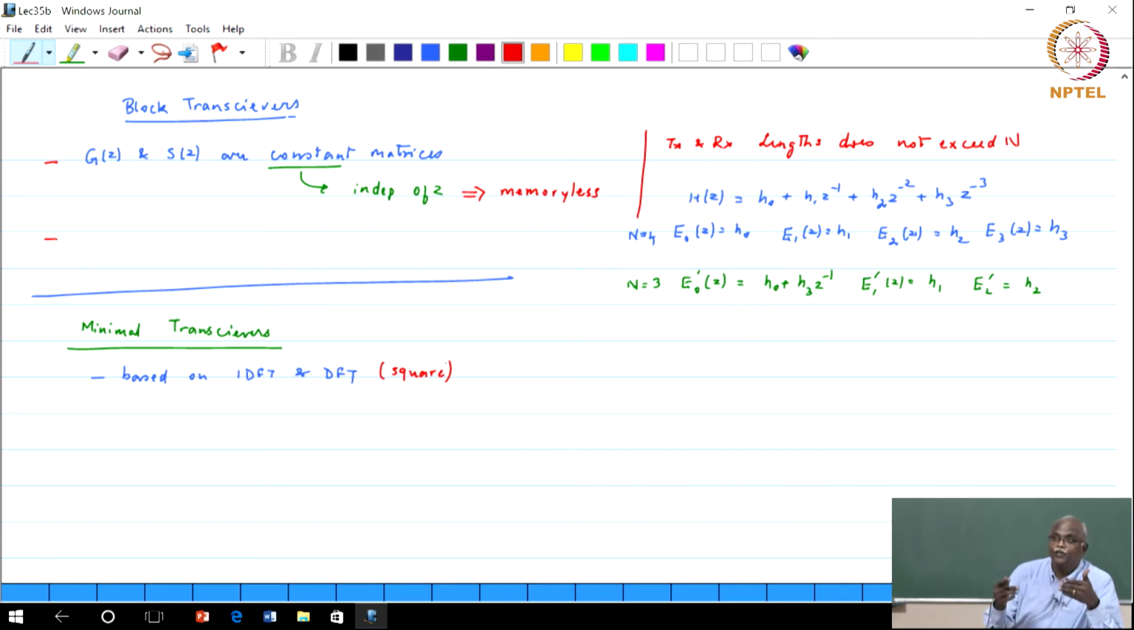Now, when I want to introduce redundancy, what was the structure of G and S? They were rectangular matrices, remember the trapezoidal structure that we had. So, the key question is, wait, this is going to be a problem for me because IDFT and DFT are always square. So, how do you introduce redundancy? If you are interested in the IDFT DFT family, how do you introduce redundancy?